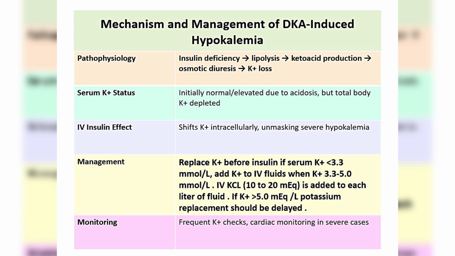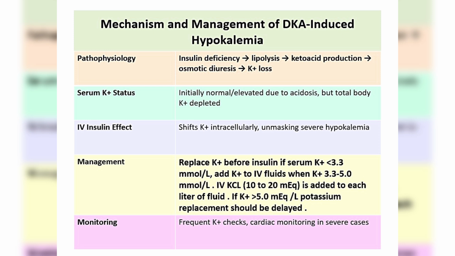And if it's low, if it's below 3.3, hold the insulin and start IV potassium, usually 10 to 20 mEq per hour. Get that potassium up first. Safety first. Absolutely. And of course, continuous cardiac monitoring is essential. If the potassium is between 3.3 and 5.0, you can start the insulin, but add potassium to the IV fluids, 20 to 40 mEq per liter, and check levels every couple of hours. If it's above 5.0, you can probably hold off on the potassium, but watch it closely and start replacing if it dips down with the insulin.